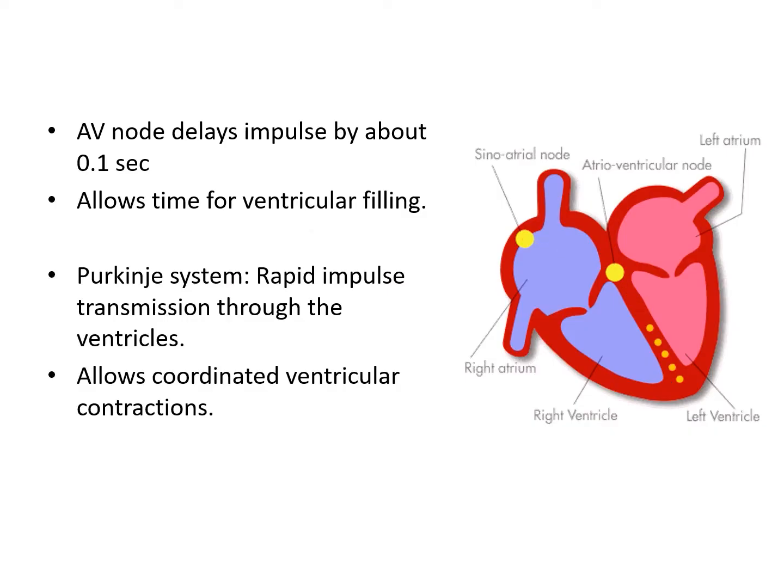This slide presents a very important point which is required for the understanding of normal as well as abnormal ECGs. So one important role of the AV node is that it delays the impulse by about 0.1 second. This is a physiological delay which is very important to allow time for ventricular filling. The Purkinje fibers form a very rapid conduction pathway which is responsible for the impulse transmission throughout the ventricles. This allows for a coordinated ventricular contraction.